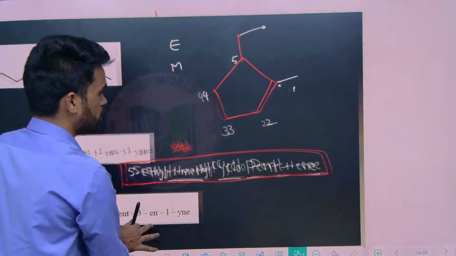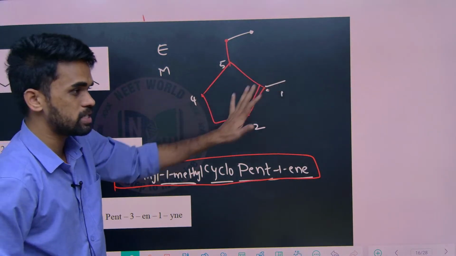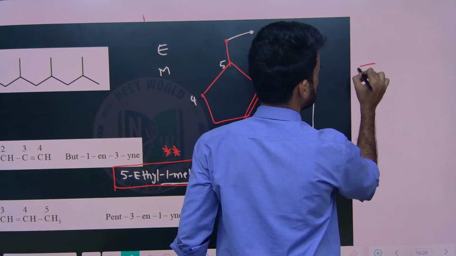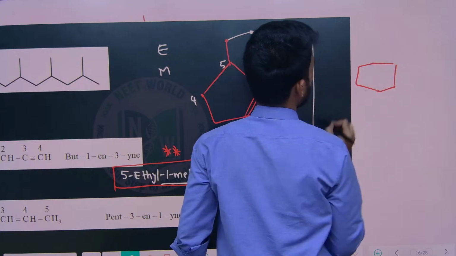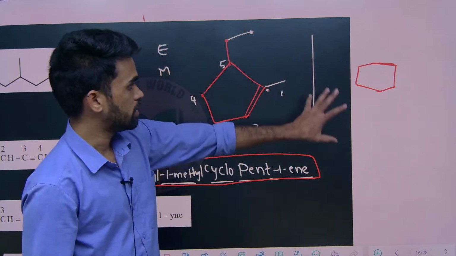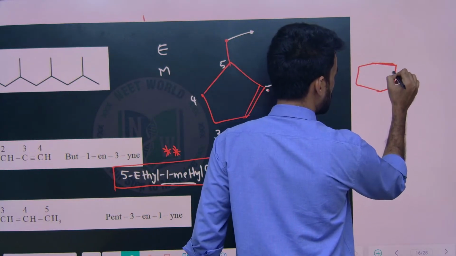And just for your clarification, I will be giving you one more question over here. You just answer me in the comment box. Okay, so what I am writing here is, now I have increased the cyclic chain ring size. Okay, yeah, ring size is increased. Now here I am placing a double bond.